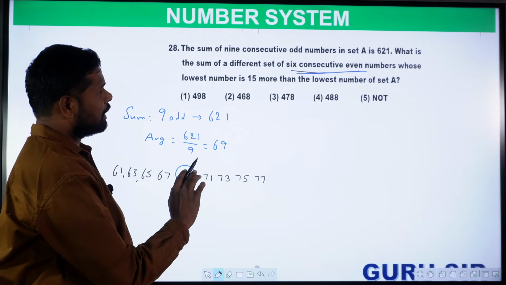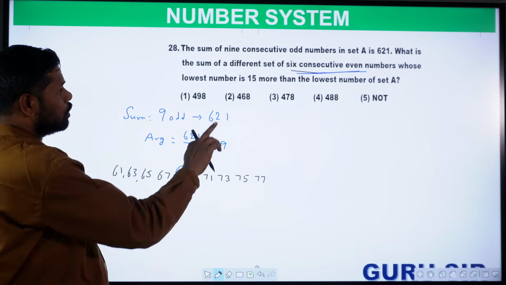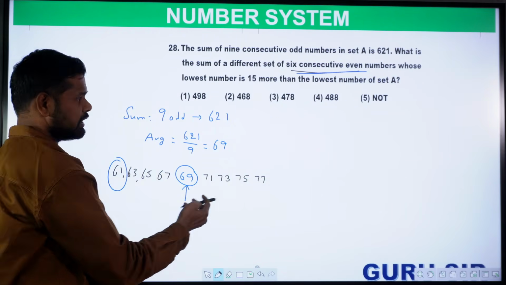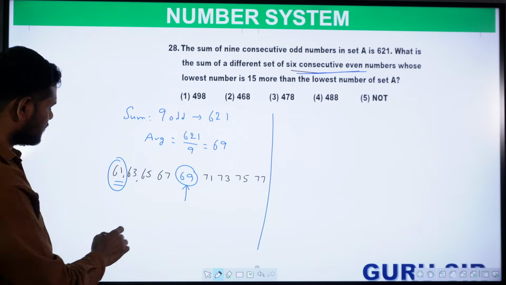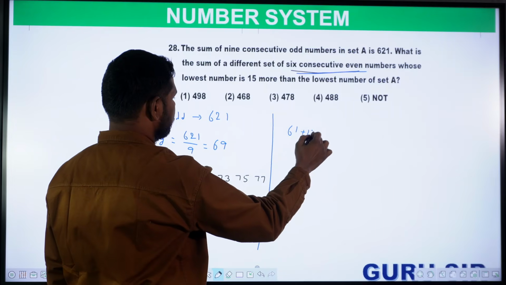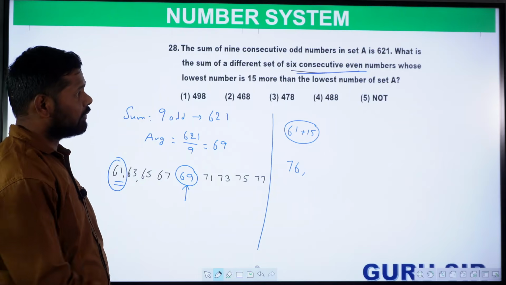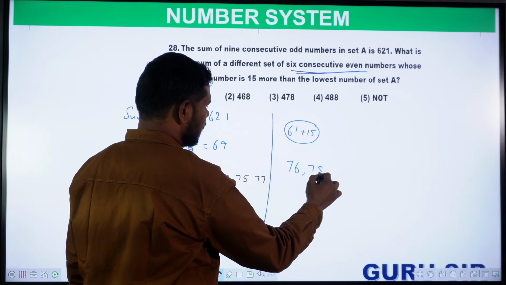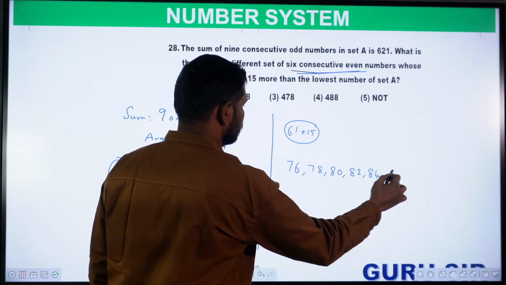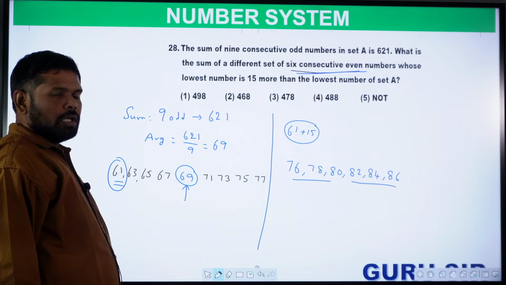Now, what is the sum of the different set of 6 consecutive even numbers whose lowest is 15 more than the lowest? The lowest here is 61, so 61 plus 15 means 76 is the lowest even number. Then the 6 numbers are 76, 78, 80, 82, 84, 86. Now, what is the sum?